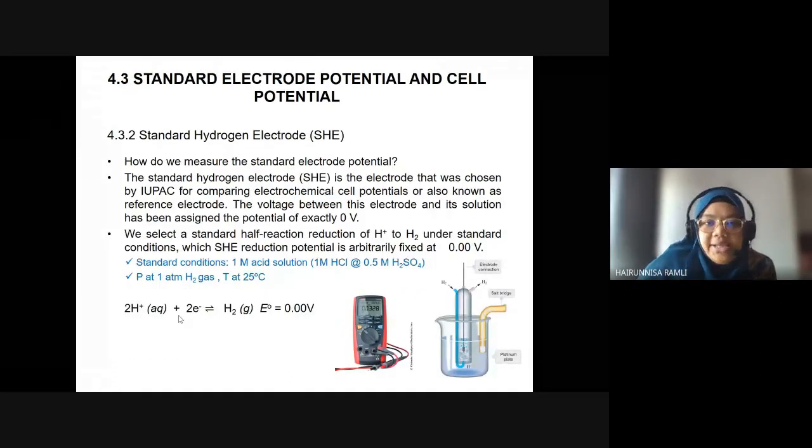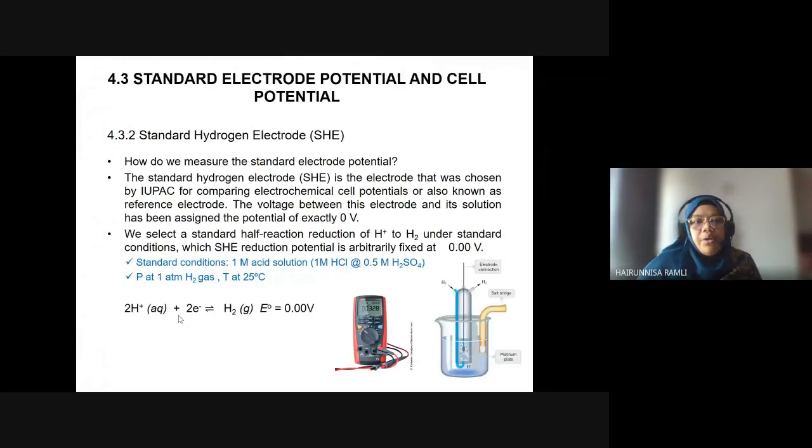So SHE ya, standard hydrogen electrode. So how do we measure the standard electrode potential? Macam nama pun standard. So bila standard, dia kena ada satu satu yang kita jadikan sebagai reference. Okay, so reference kita, okay, adalah sebenarnya hydrogen. Okay, so ini bukan kita yang suka-suka pilih eh. So this hydrogen was chosen by IUPAC, okay, daripada international standard tu lah. Dia pilih hydrogen as the standard. Okay, for comparing electrochemical cells potential, or also known as the reference electrode. SHE ni adalah reference electrode.